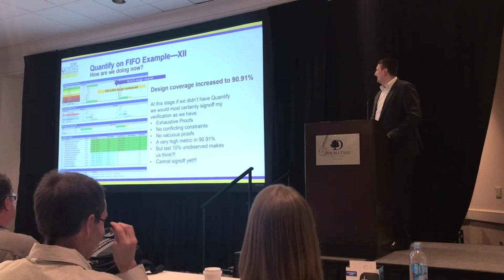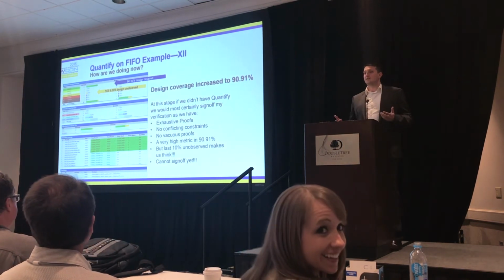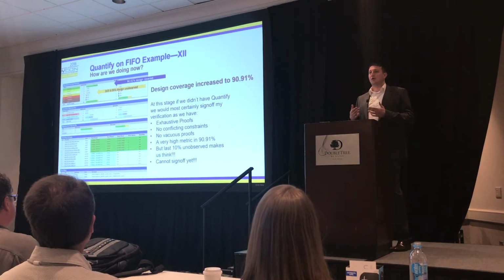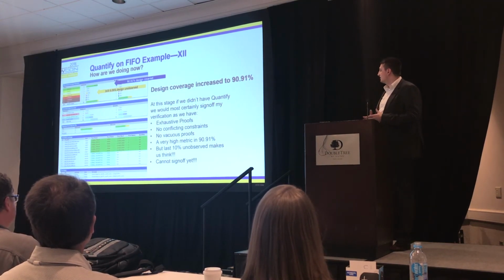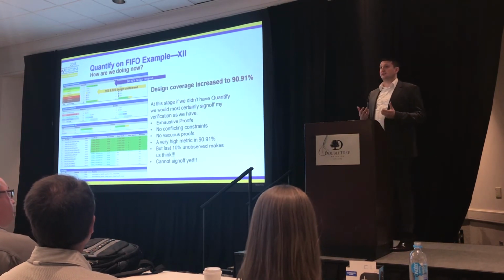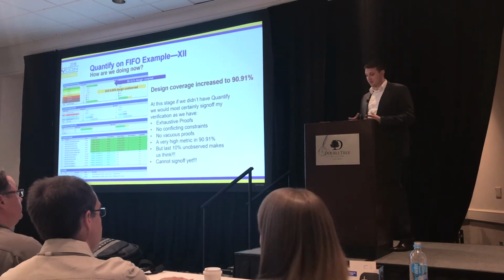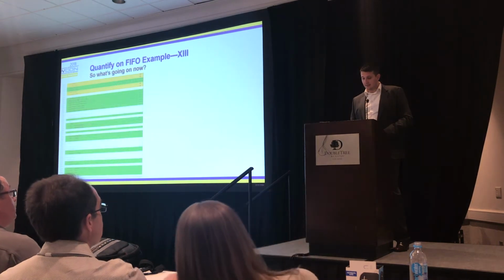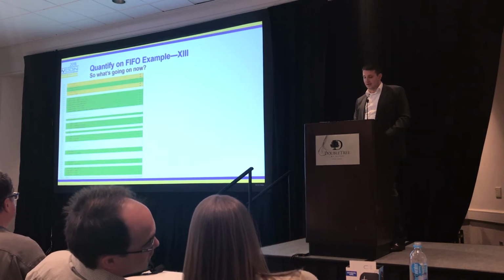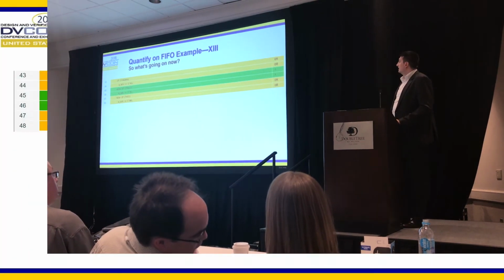Just so you know. Right, so at this stage, if we didn't have quantify, we would most certainly sign off because we've done enough checks, we don't have any vacuous proofs, all our assumptions are okay, we don't have over-constraining, it's a very high metric. But since, again, this is observation coverage, you really should look into what it's telling you. And what it is telling us in this case is that there is still some yellow part on the handshake, on the FIFO being full. So if we zoom into this code, let's see what we have.